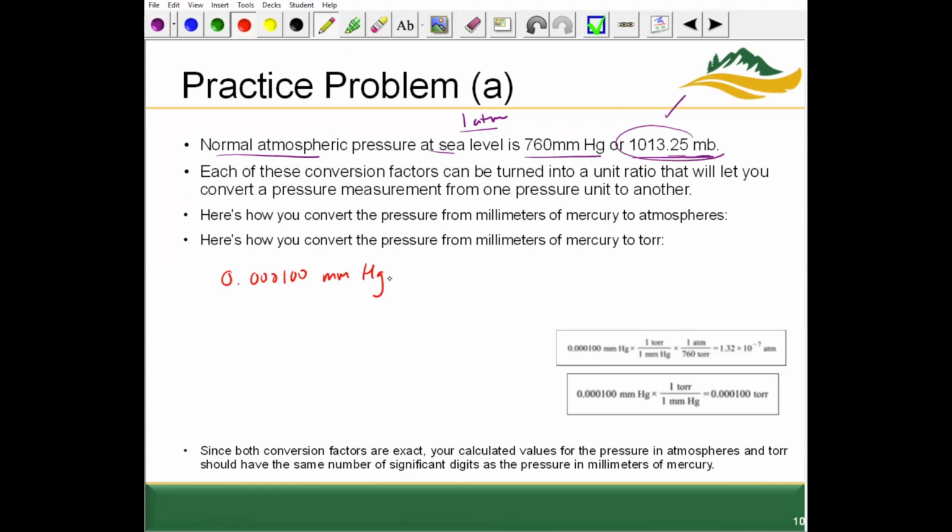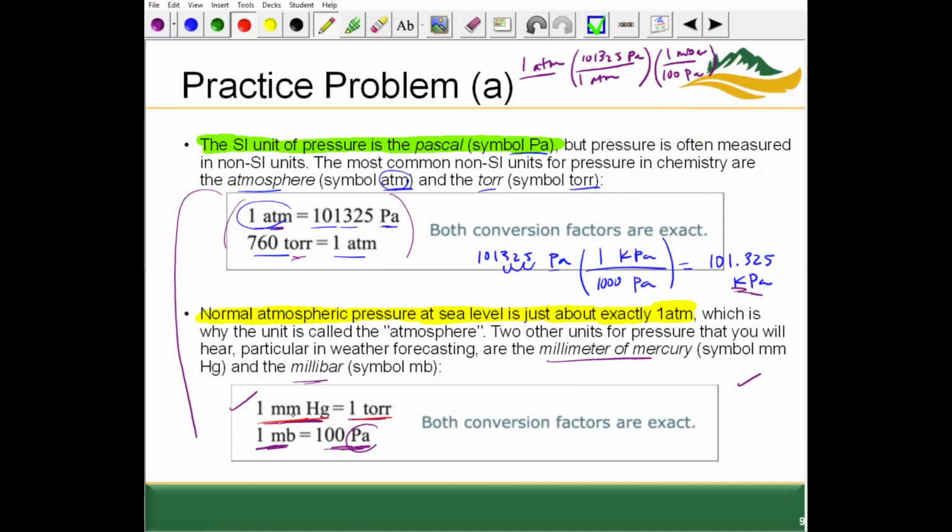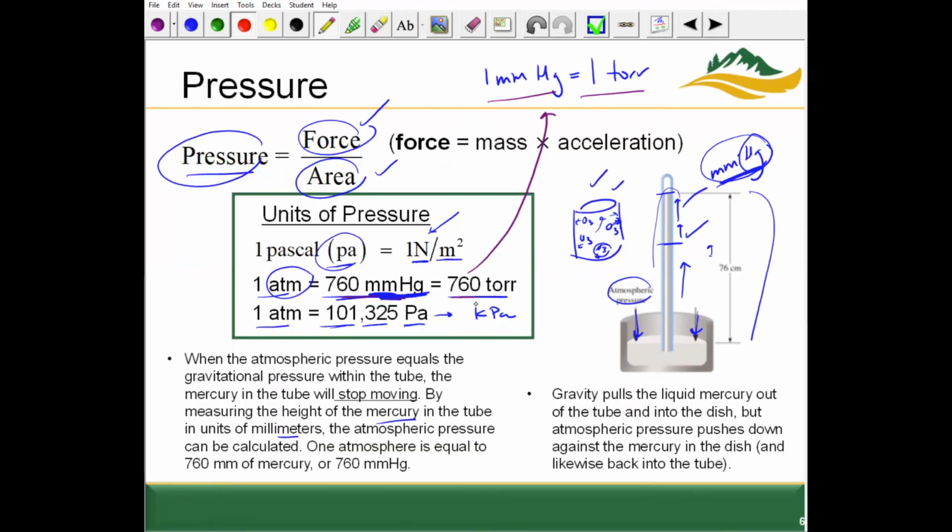Now to go from millimeters of mercury into atmospheres, we can use a series of the conversion factors that we know to get into atmospheres. Well, firstly, 1 millimeter of mercury is the same as 1 torr. Then we have this conversion factor to go between torr and atmosphere. We also have this conversion factor, right? So 1 atmosphere is the same as 760 millimeters of mercury. So get comfortable using whichever conversion factors work for you.